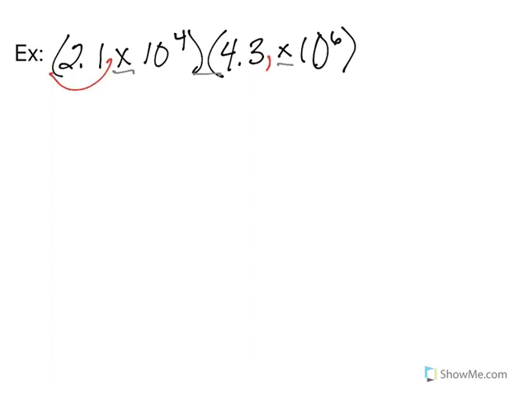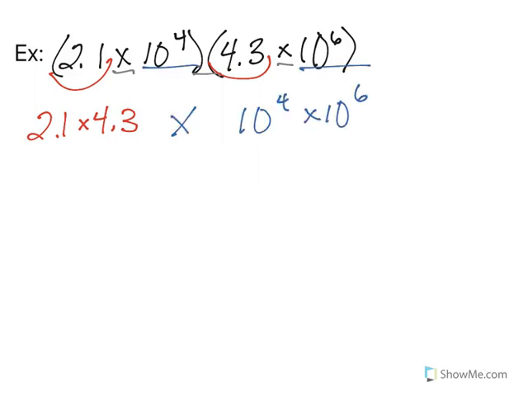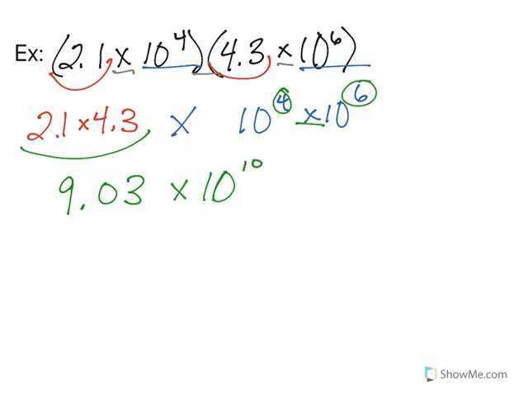So we're going to take our non-base 10 numbers, 2.1 times 4.3, and then we're going to group our base 10, so times 10 to the 4th times 10 to the 6th. When I multiply 2.1 times 4.3, I get 9.03. And then multiplying with the same base, I add the exponents. So times 10 to the 10th.